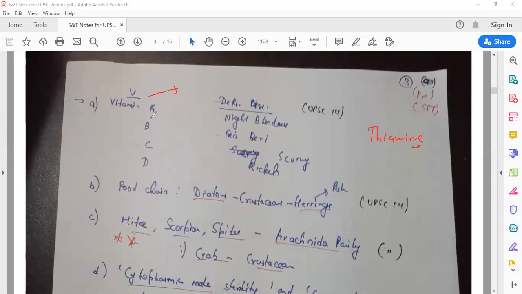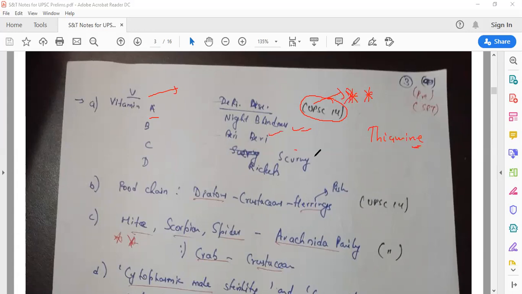Vitamin A deficiency causes night blindness, and it was asked in UPSC 2014, as you can see here. This is very important. Vitamin A deficiency causes night blindness. Vitamin B deficiency causes beriberi. Vitamin C deficiency causes scurvy.